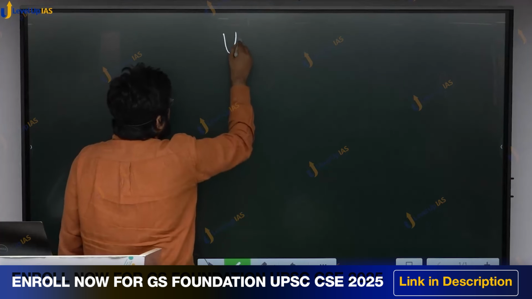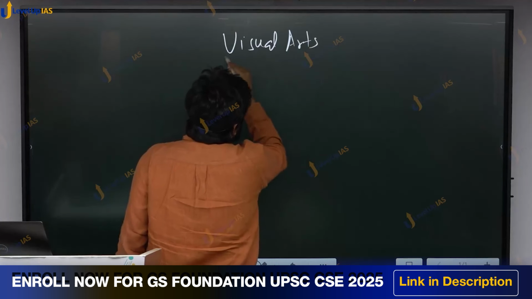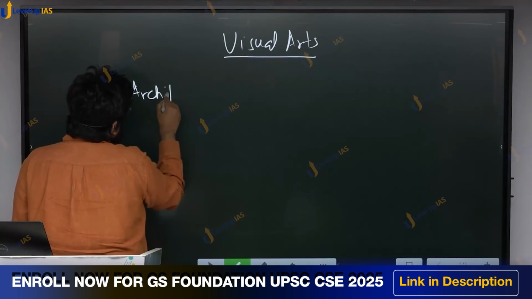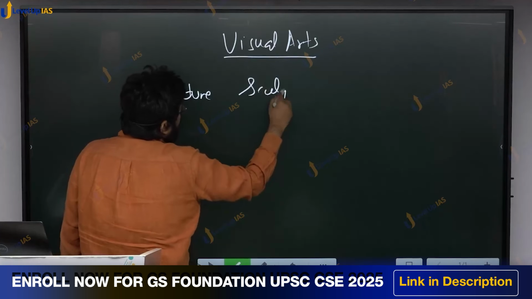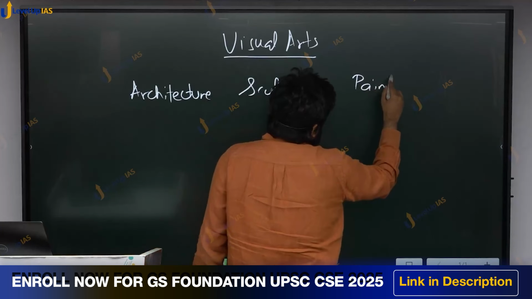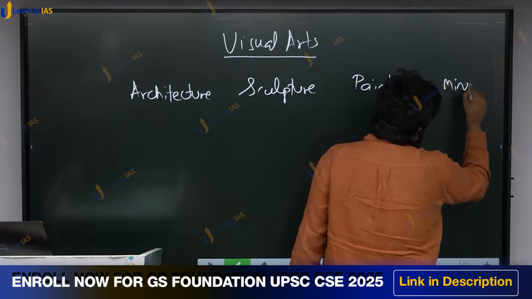In visual arts, what are all the art forms? One is architecture. Second is sculpture. Third is painting. And fourth is minor arts.